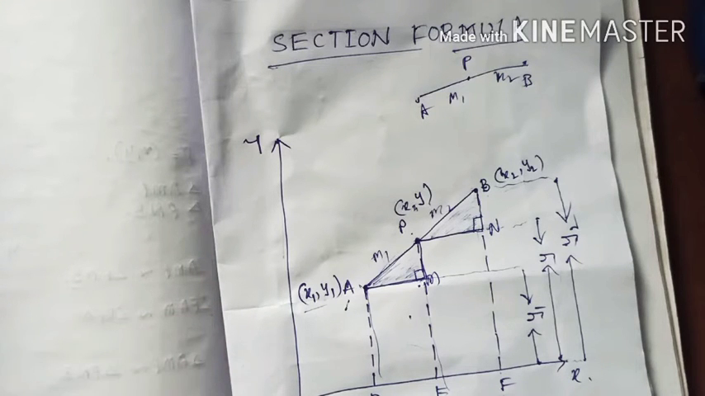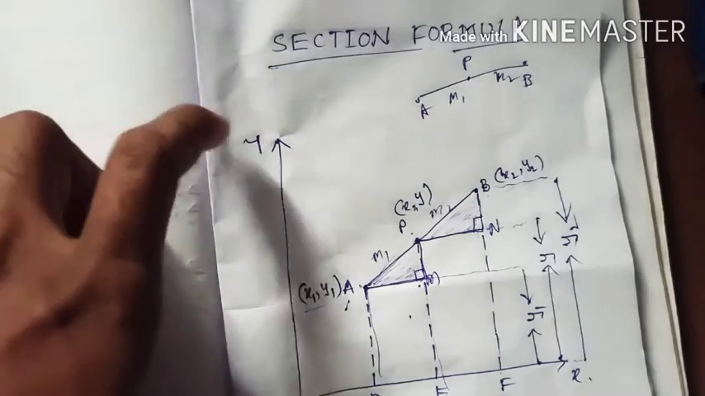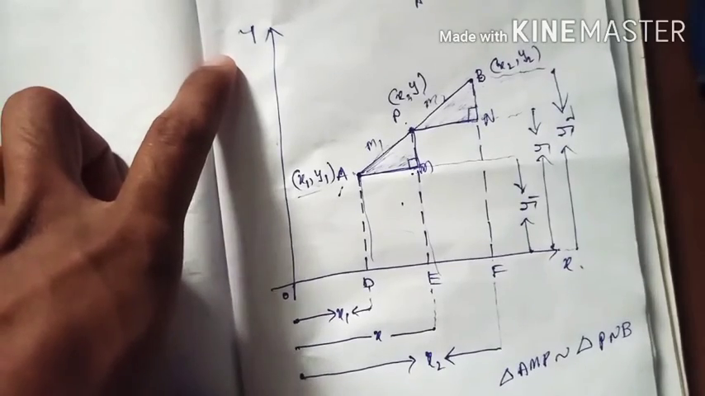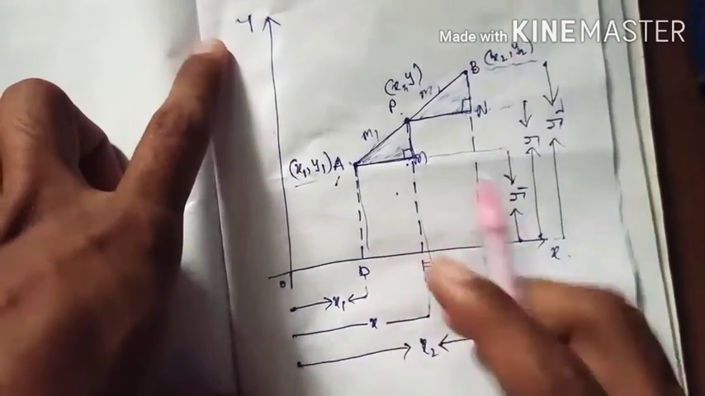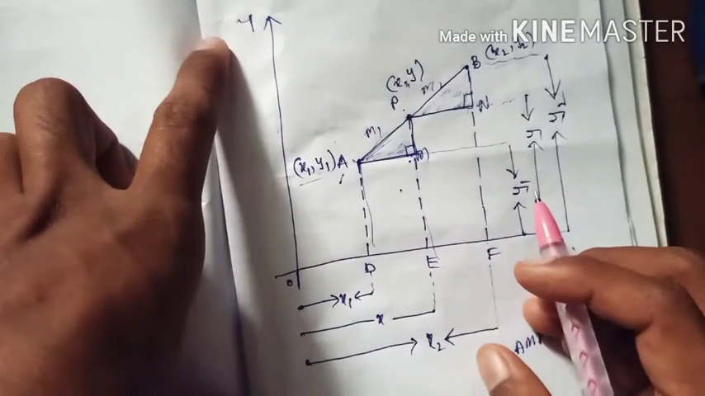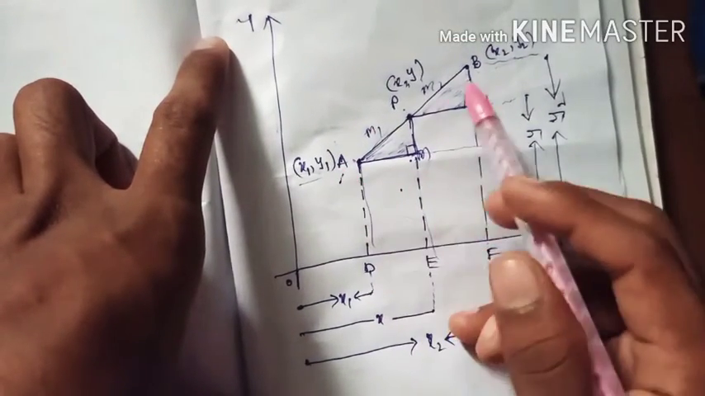So what can they do? There is a method known as the section formula. They can apply the section formula to get the location of point P. Now we will show all this information in a coordinate plane. It is a coordinate plane with x-axis and y-axis. Look at the coordinate plane. Here A and B are the cities.